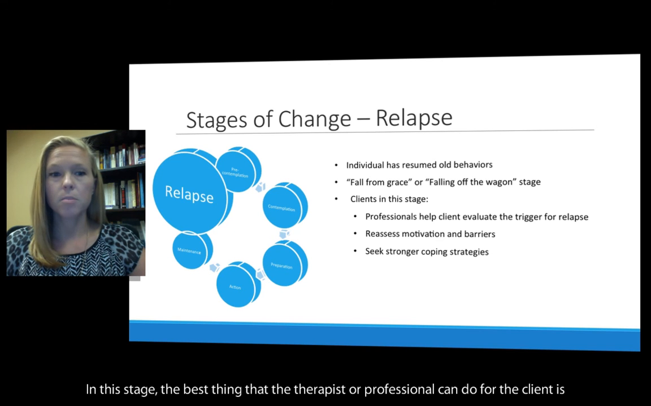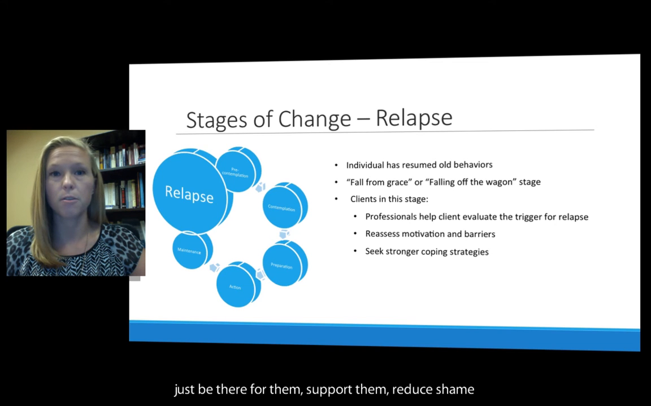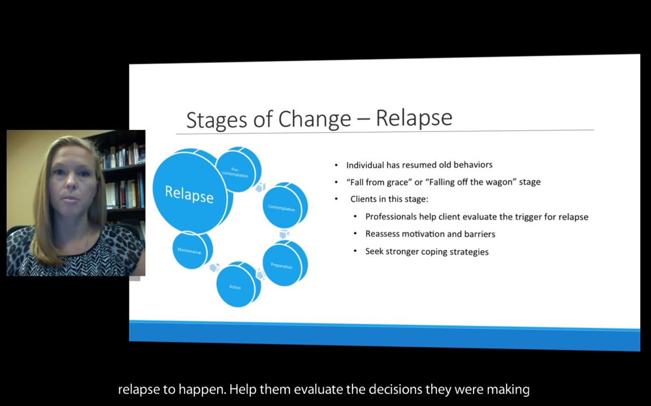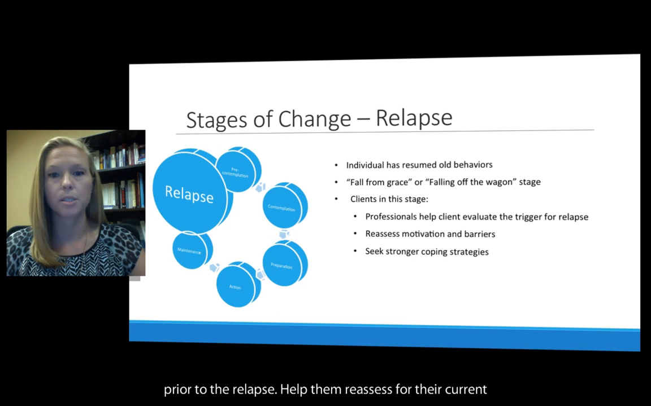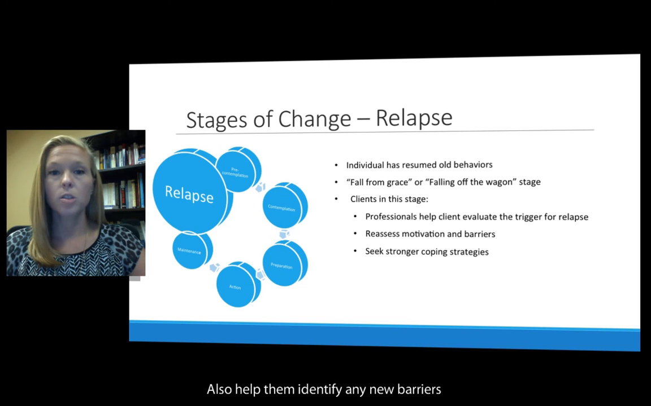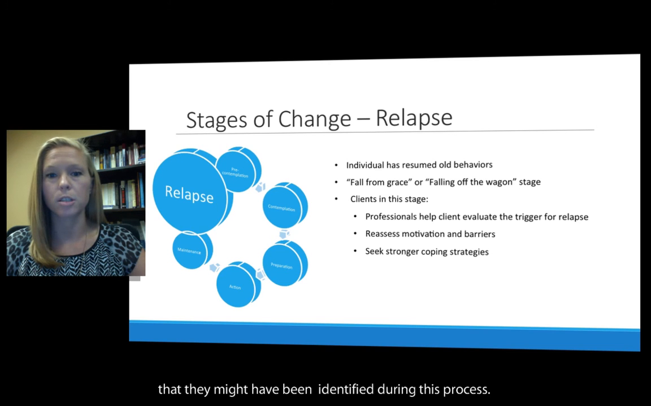In this stage, the best thing that the therapist or professional can do for the client is just be there for them, support them, reduce shame, help them understand that this is a natural part of the process, and then move into identifying what were some of those triggers that might have caused the relapse to happen. Help them evaluate the decisions that they were making prior to the relapse. Help them reassess for their current level of motivation and readiness to start back the change process. Also help them identify any new barriers that might have been identified during this process.